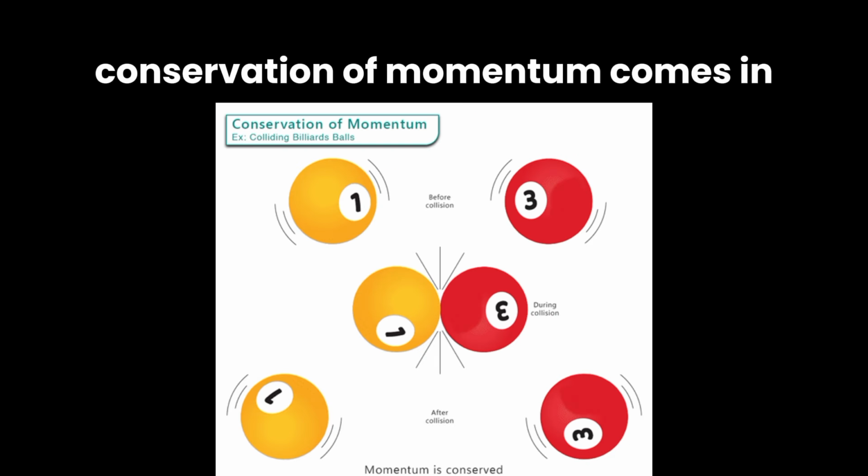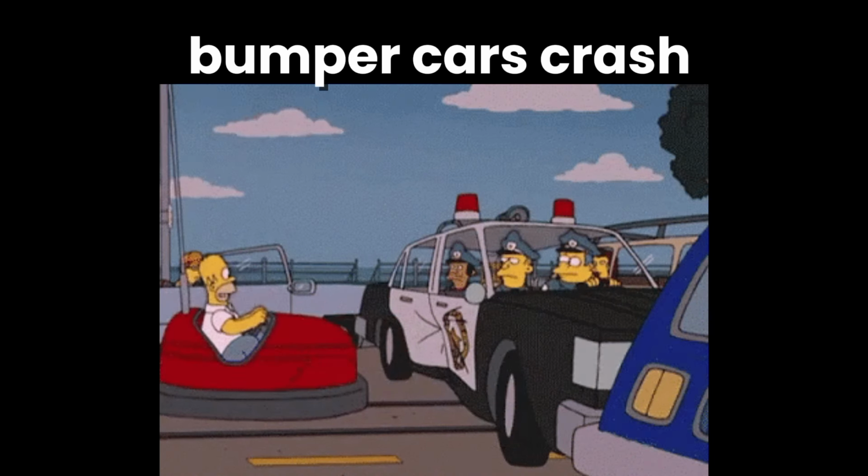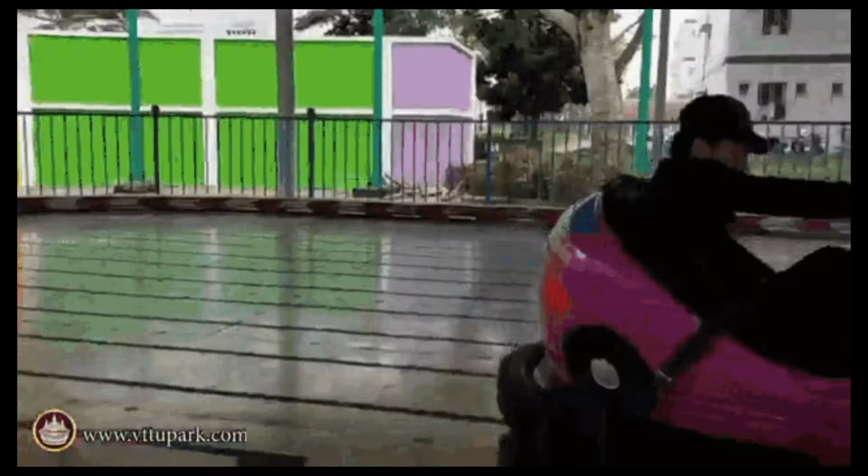But what happens when things collide? That's where the conservation of momentum comes in. It says that the total momentum before and after a collision is the same. So, if two bumper cars crash, their combined momentum stays the same, even if they bounce off in different directions.